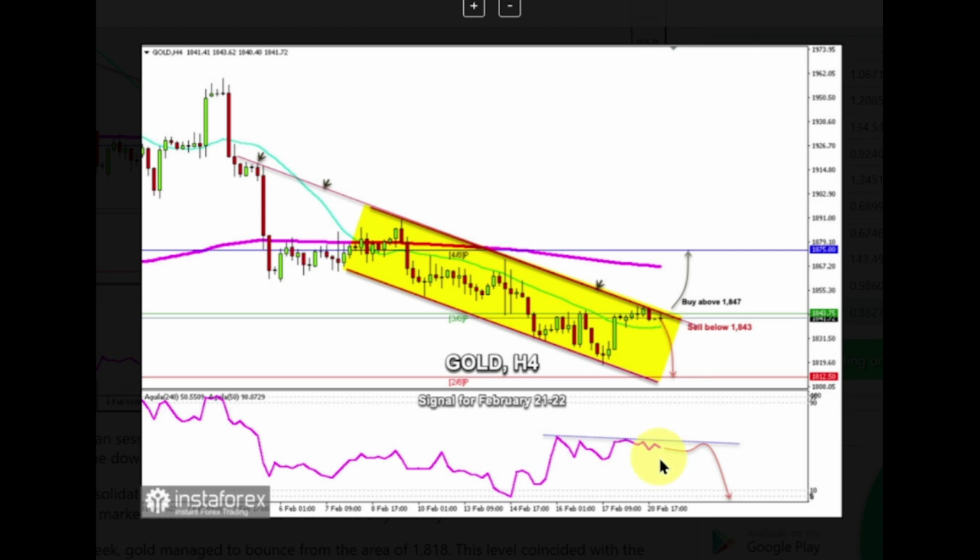The Eagle indicator has been testing a strong resistance. If the price fails to break above, we could expect a lower volume, and it will be seen as a sell signal. Our trading plan for the next few hours is to buy if there is a sharp break above 1847 or sell below 1835.